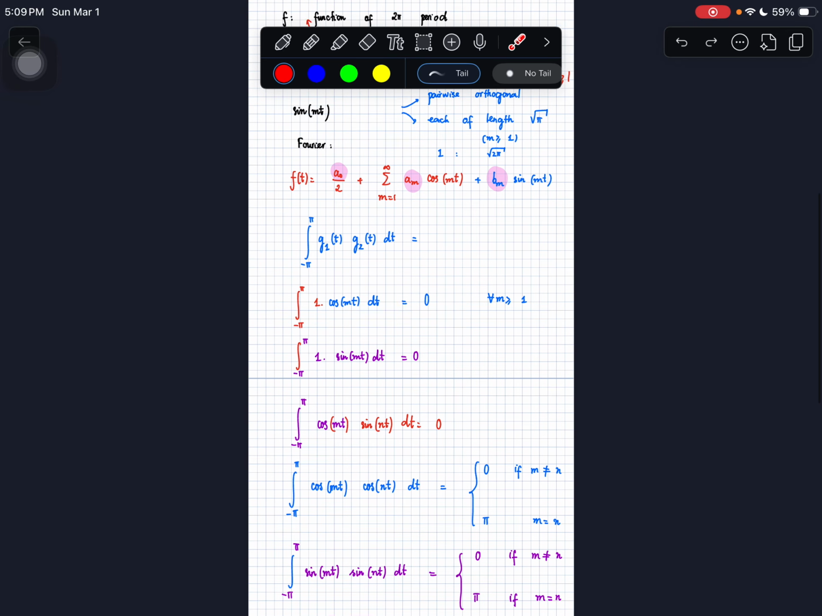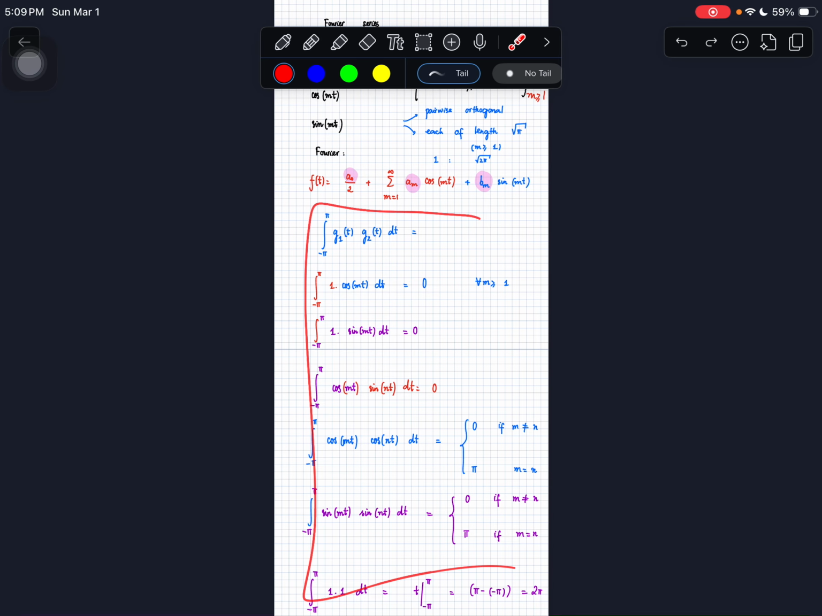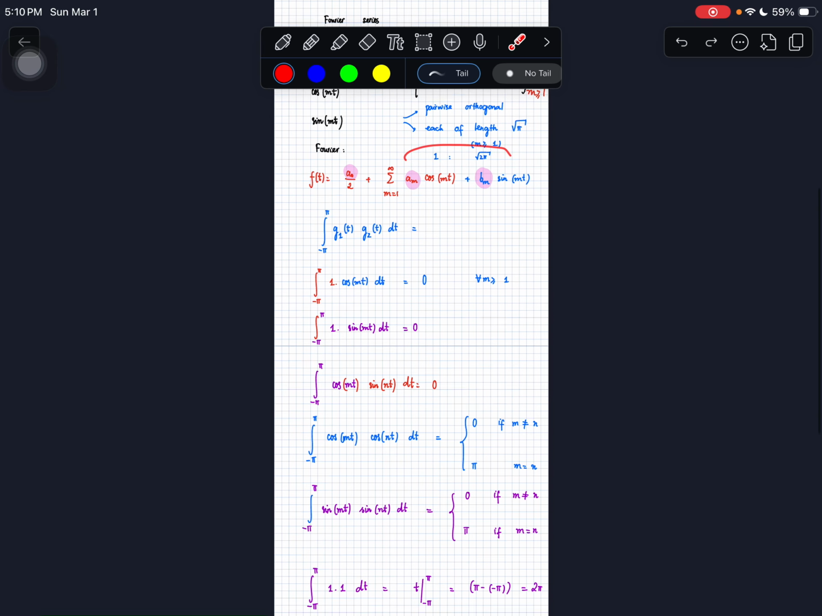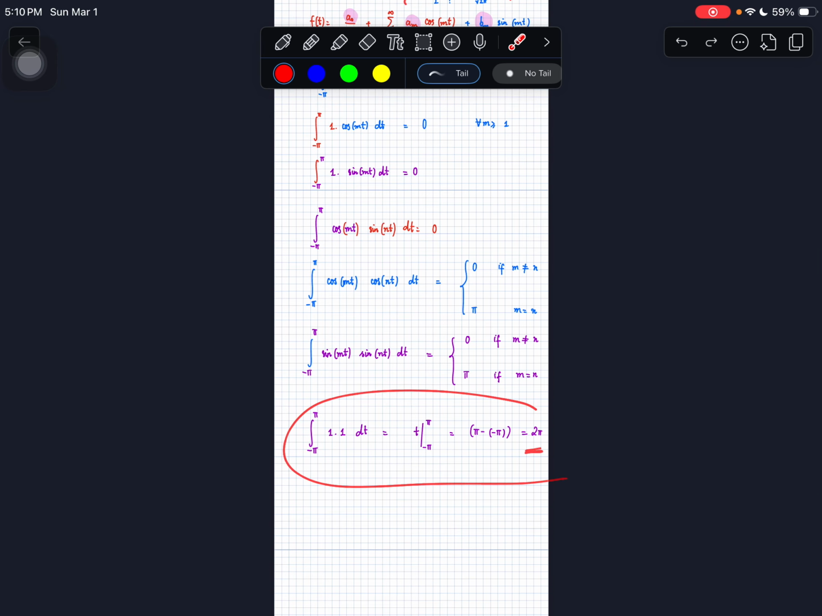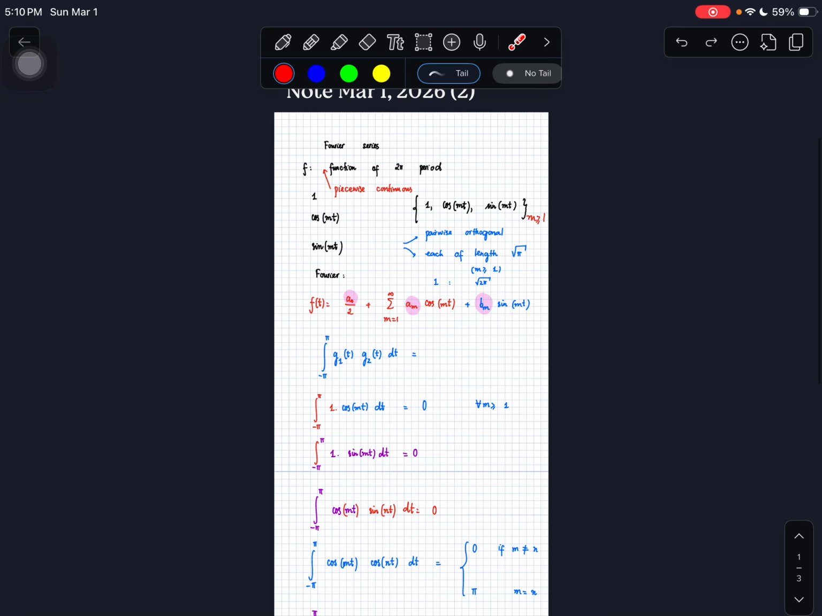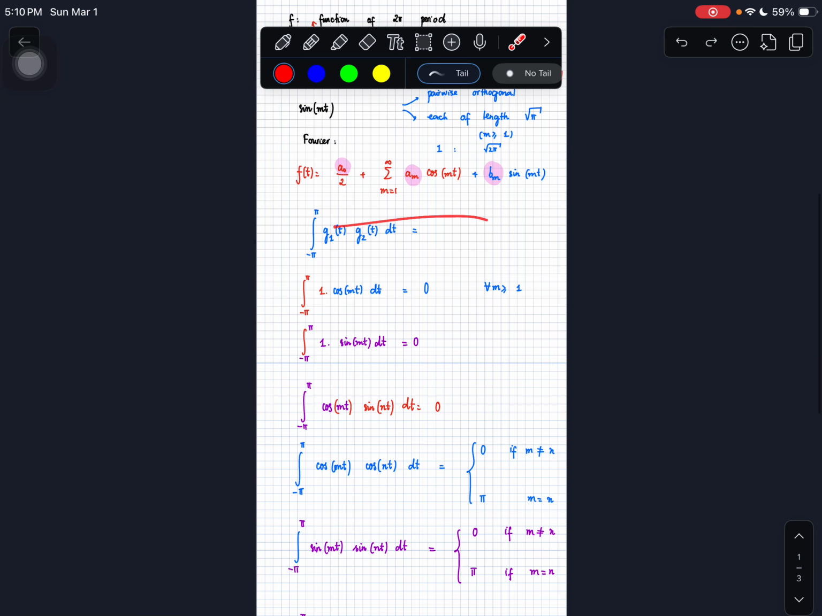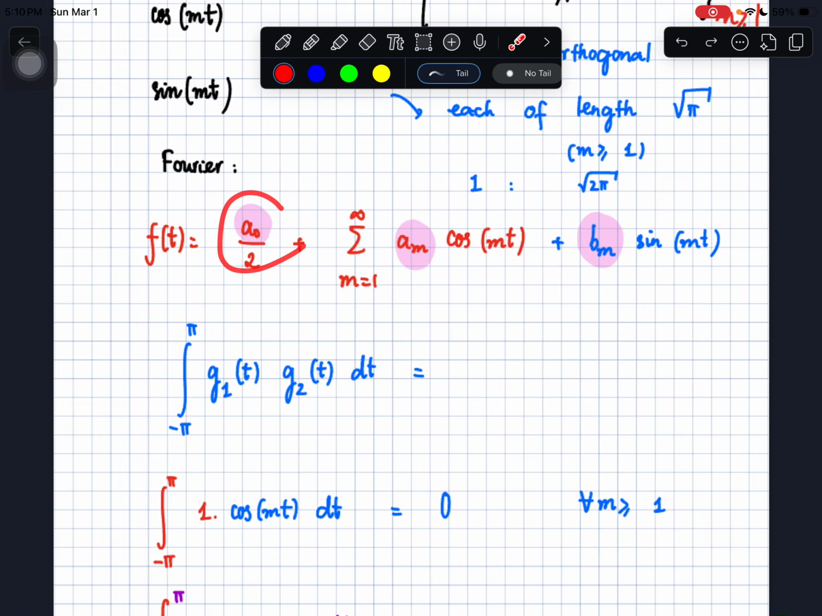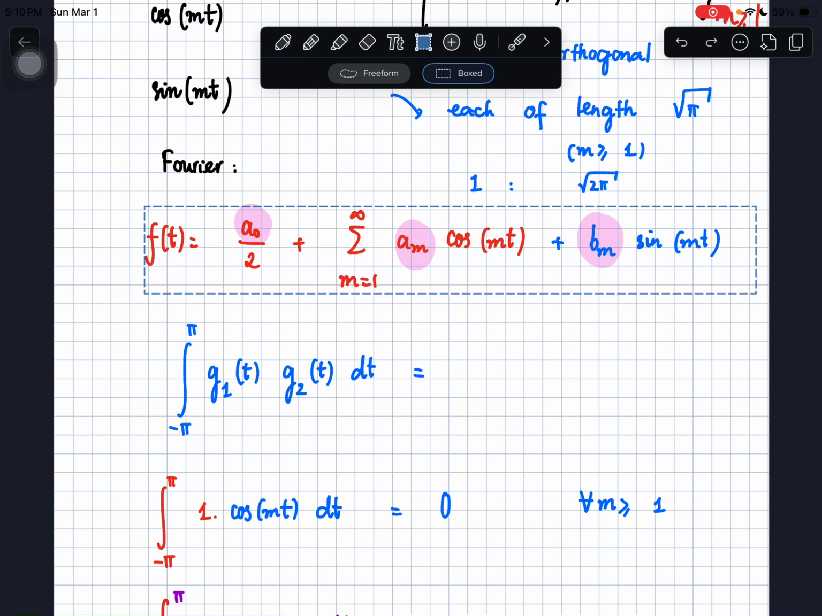So we don't need to do those computations again. Just remember this: these sets are pairwise orthogonal. Each cosine and sine has length square root of pi. For 1, you don't even need to remember that; you can do the computation again to see that the integral is 2 pi. Now, using all of these formulas, we can compute the coefficients a0, am, bm for a given function f(t). So let's compute that.